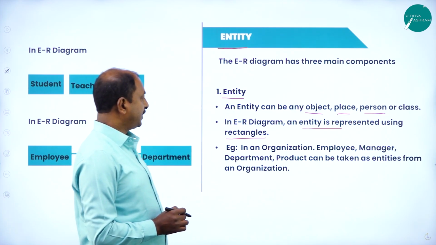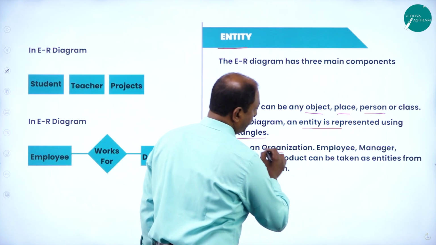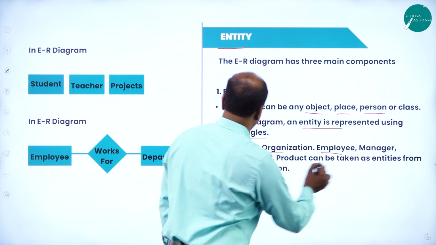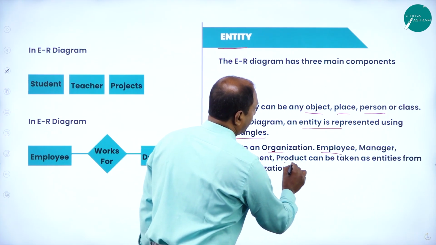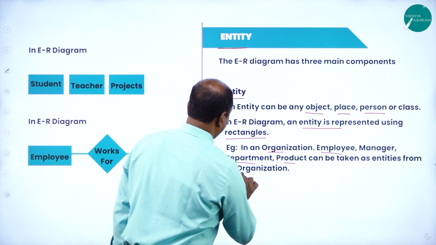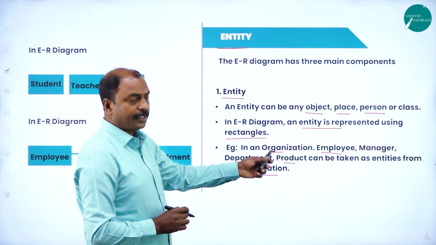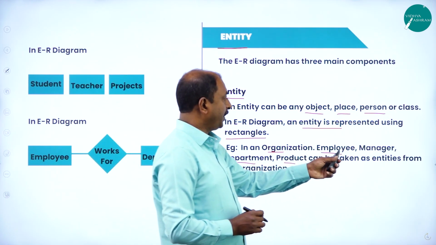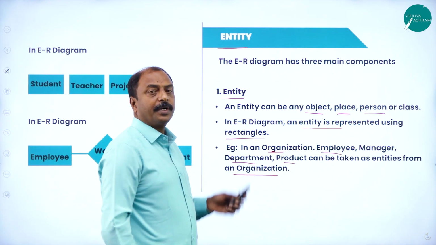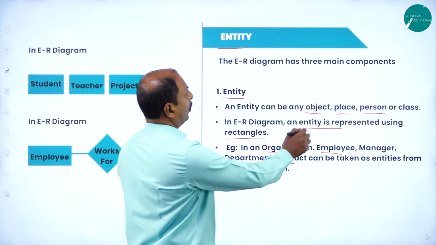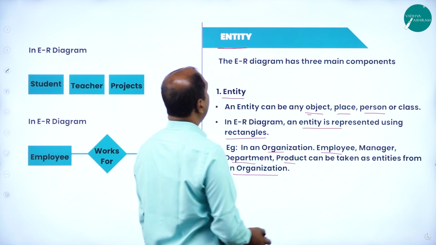And look at the example now. In an organization, employee, manager, department and product can be taken as entities. So here is the organization, and under that we can have employee as an entity. So what is an entity? It is an object, place, person or a class.